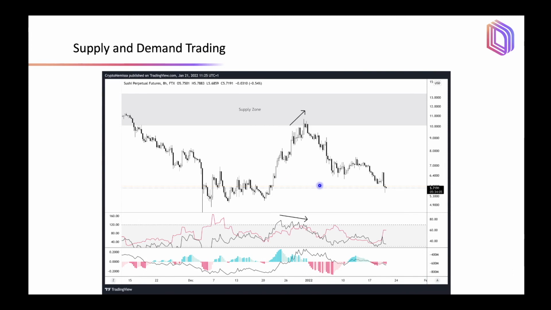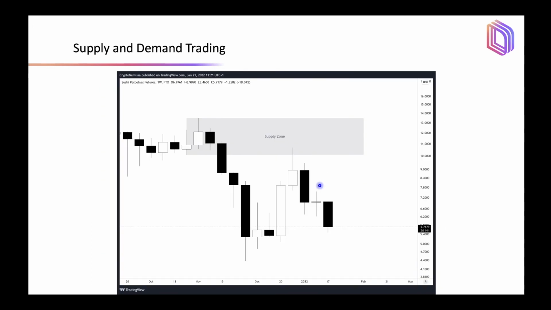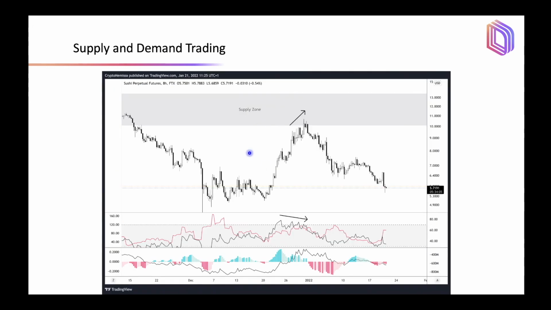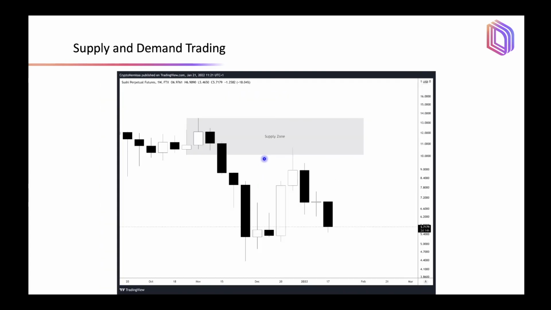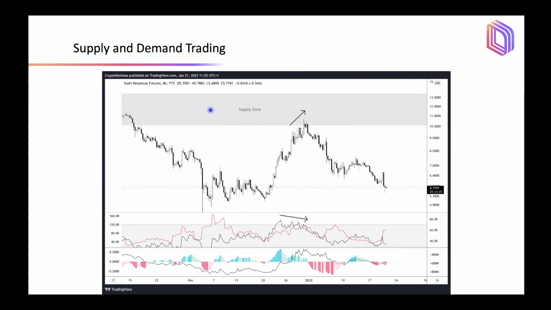So one thing that I also want to emphasize about supply and demand trading is that this is the same chart actually. This is on the weekly and this is on the 8 hour. And to refine your entry, because on the weekly it's quite hard to define a clear entry, you can go on a lower time frame and see what's going on. And so you have your high time frame supply zone here.